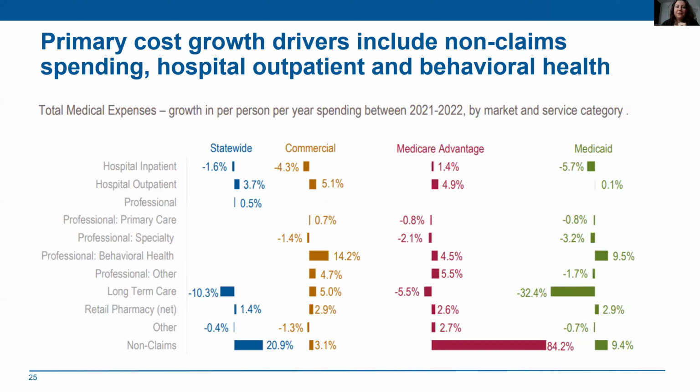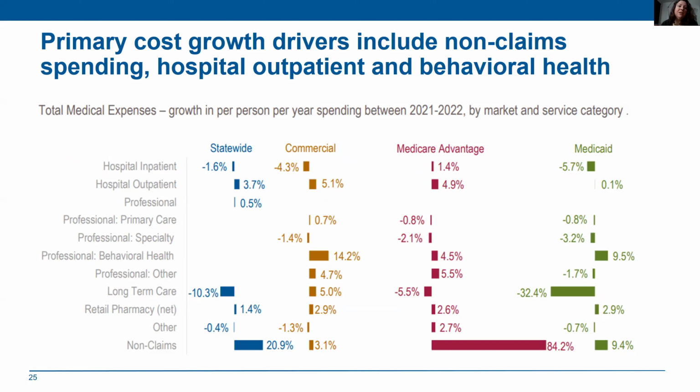Okay, so there's a lot going on here. What we are presenting here is what happened by service category and by market, change in per person per year spending 21-22. So we measure in a variety of different service categories. These include the claims-based categories, things like hospital inpatient, hospital outpatient, professional services, long-term care, retail pharmacy. Side note about retail pharmacy, all of the data we're presenting has pharmacy rebates taken into account already. So we've already subtracted out pharmacy rebates from the data we're presenting.